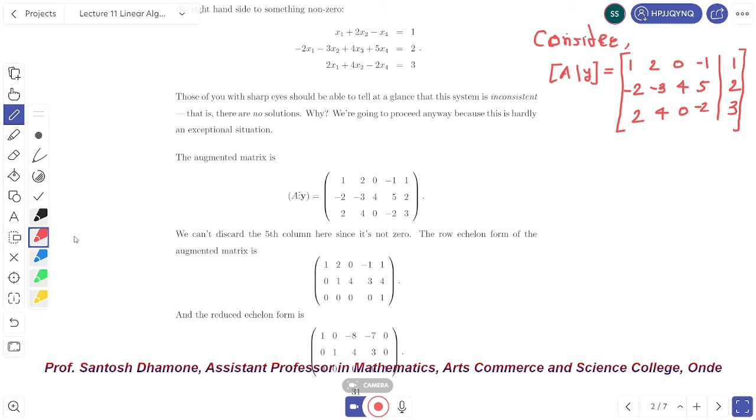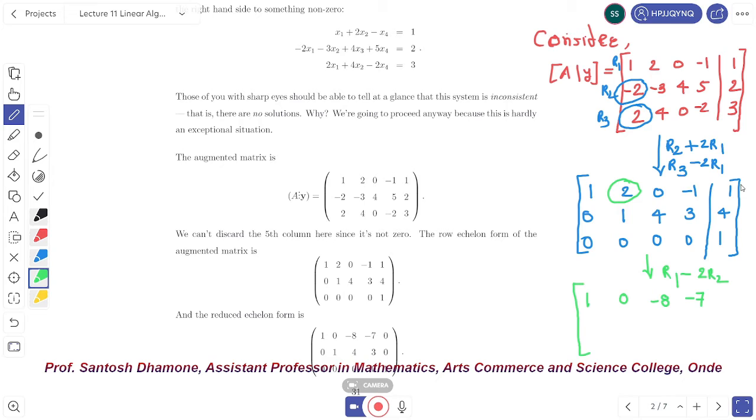We also make this element equal to 0 by taking the operation R1 minus 2R2. What do we get? We get one matrix: 1, 0, 0, minus 8, minus 8, minus 1, minus 6, minus 7, 1, minus 8.